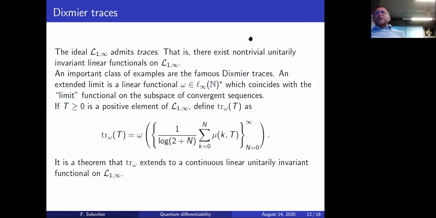So the role is the following. In Alain Connes' language, the weak ideal L_{1,∞} is the non-commutative infinitesimals of order 1. And those non-commutative infinitesimals of order 1 are important because they have non-trivial singular traces. A singular trace is a usual trace, so it is a positive unitarily invariant functional, which vanishes on all finite rank operators. And the most famous example of such traces is given by the so-called Dixmier traces.